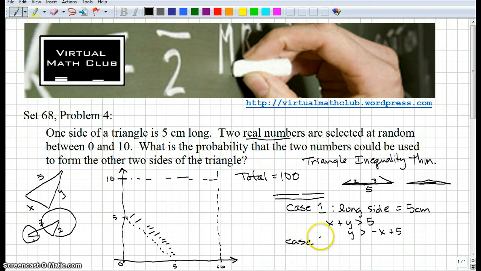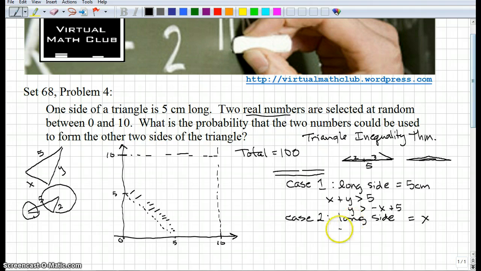All right, let's look at another case. Let's assume in the next case that the long side is x. So what does that mean? That means that 5 plus y has to be greater than x.